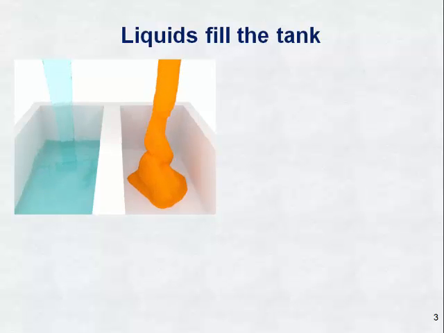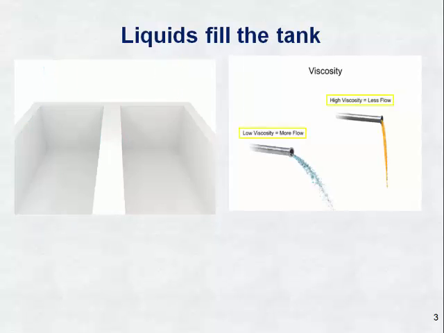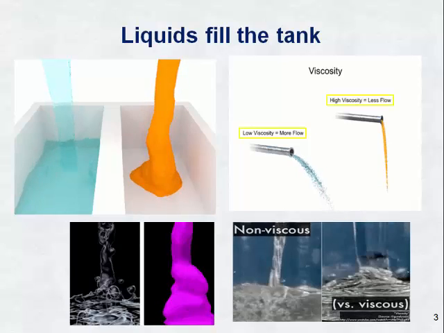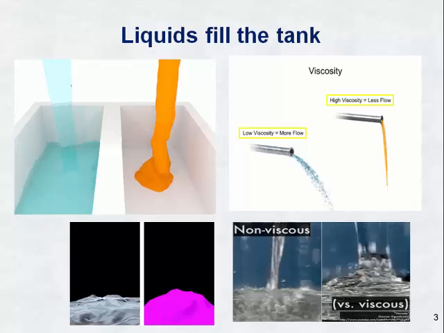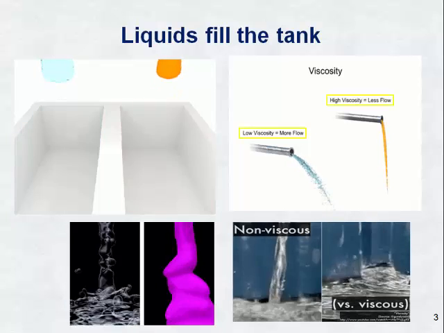Look at the first tank. It will fill faster than the second tank, as the first tank liquid has less restriction to flow and the second tank liquid has more restriction to flow. So we can say if the fluid has low viscosity, it has more flow. If the fluid has high viscosity, the flow is less. The below figures are showing the difference between non-viscous and viscous fluid. We can take the example of non-viscous as water. For viscous, take it as honey.